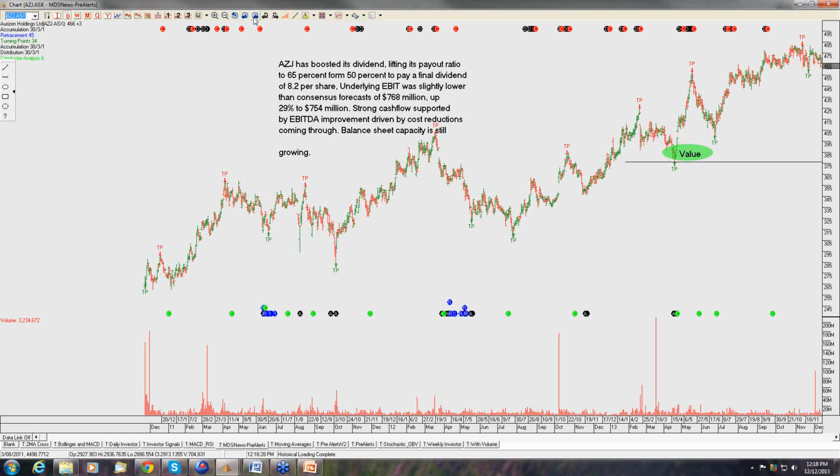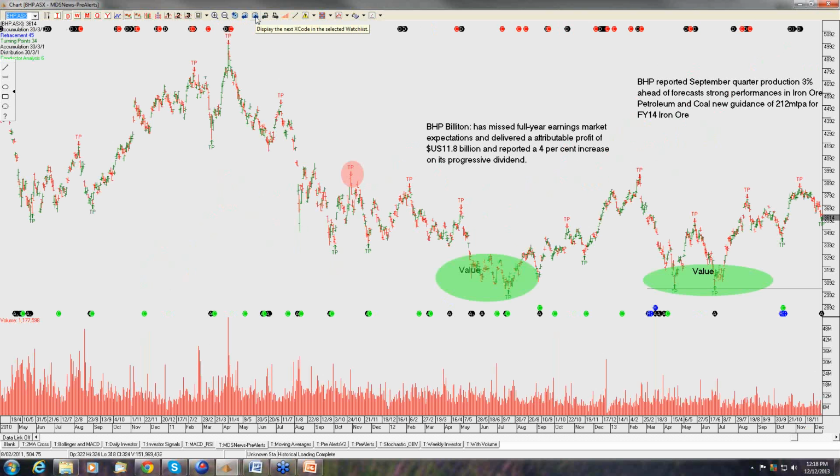AZJ, we continue to like this name, albeit that the stock is expensive, trading about 19 times earnings. Ideally we're strong buyers of it back down here at around $4.45, but certainly the range is from $4.50 to $5 into the first 6 months of next year, and we're happy to trade the stock on that basis.